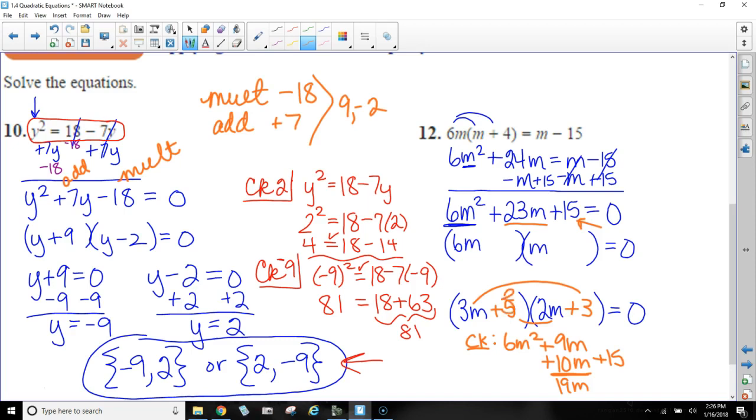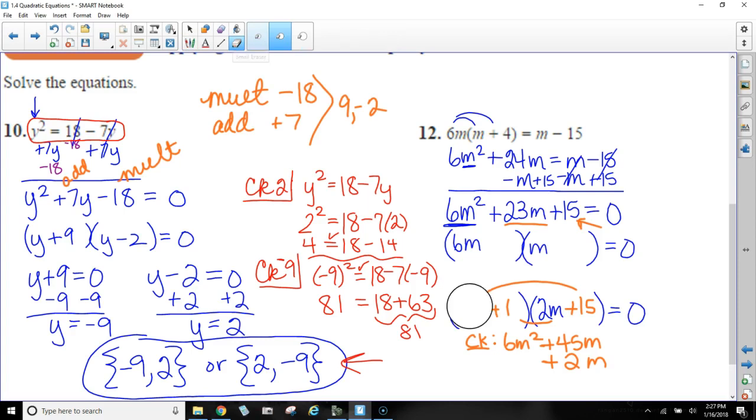Then you can try to readjust that and use some different numbers. Maybe the 3 goes here and maybe the 5 goes here. Or you could even have something like a 1 and a 15. But then when you go to check that again, first times first is 6m squared. This time outer times outer is 45m. Inner times inner is 2m. And that's 47m. We're way off.